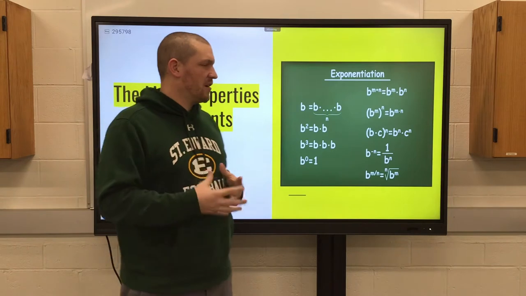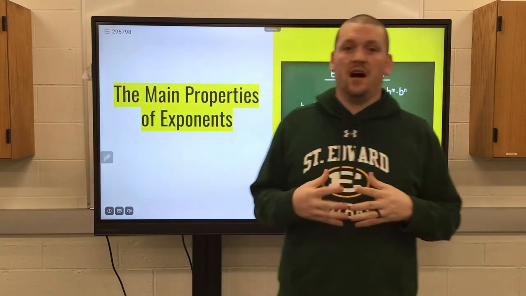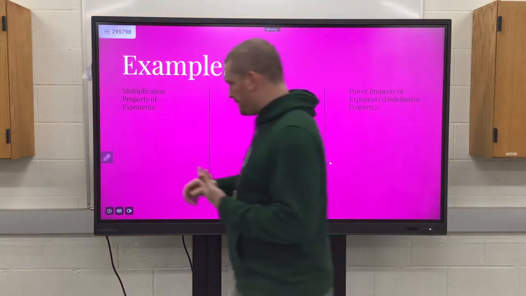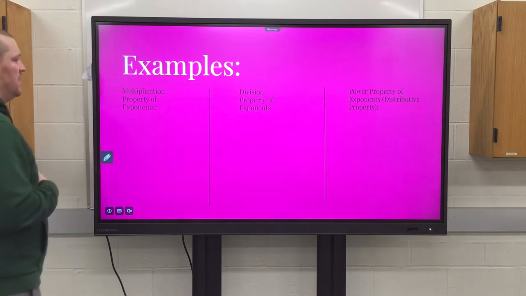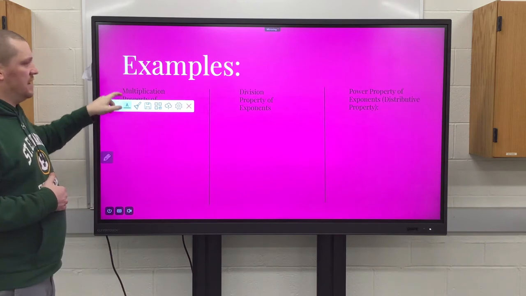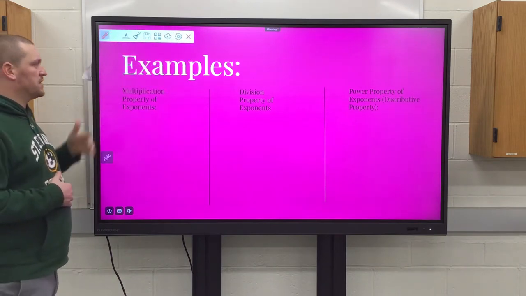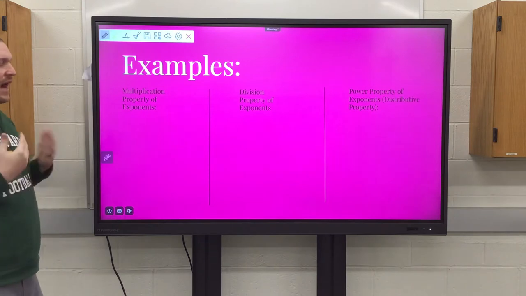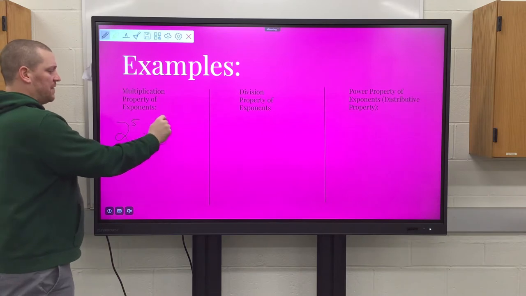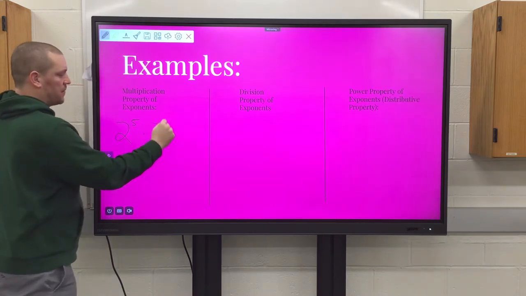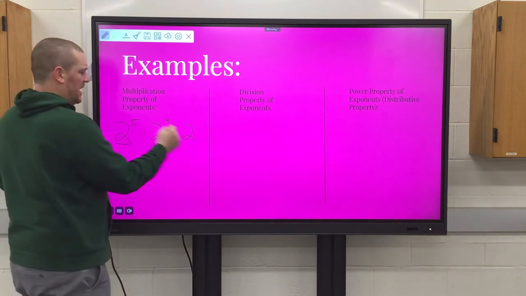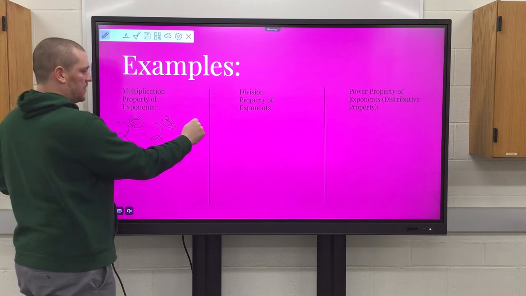Okay, so just kind of getting started off and looking at how exponents are written and understanding that a little bit, we're first going to look at 3 different examples. The 3 main properties that we deal with are the multiplication property of exponents, the division property of exponents, and the power property of exponents. So the first one is this multiplication property of exponents. And how I like to look at that is if you have something like 2 to the 5th power times 2 to the 3rd power, all you do is add those exponents together. You keep the same base, and you do 5 plus 3, which is equal to 8.